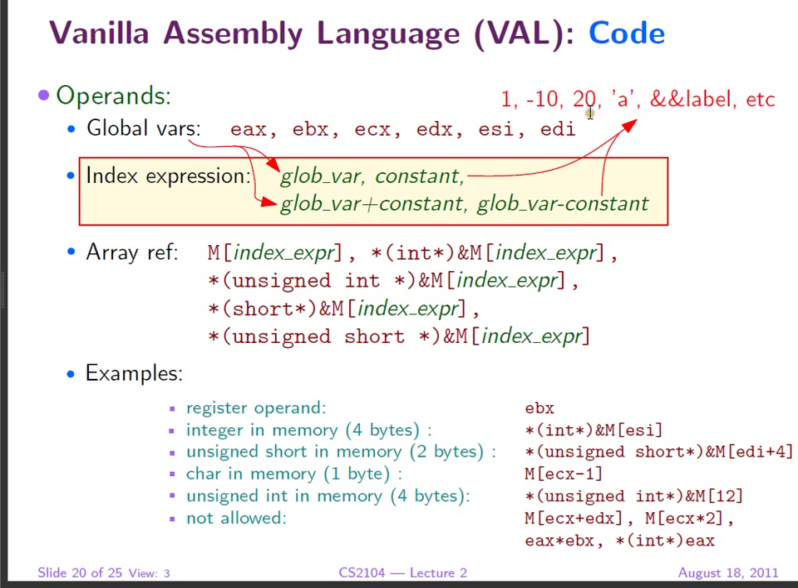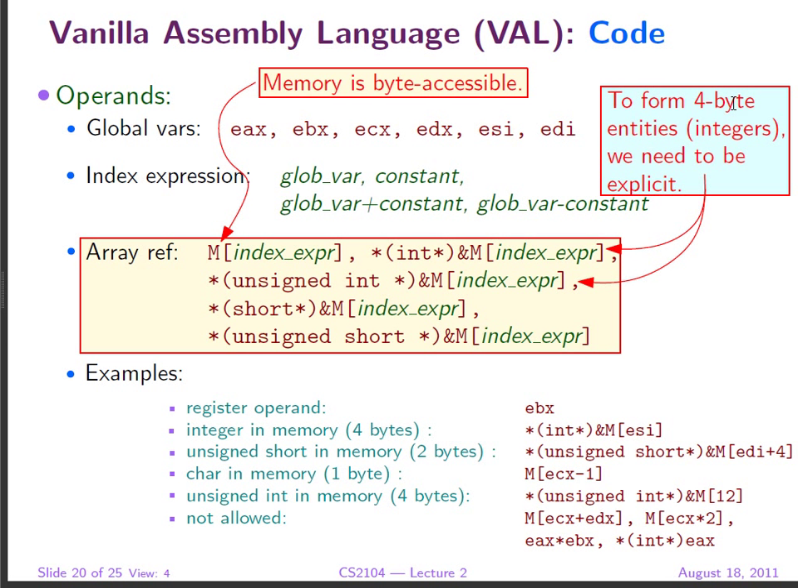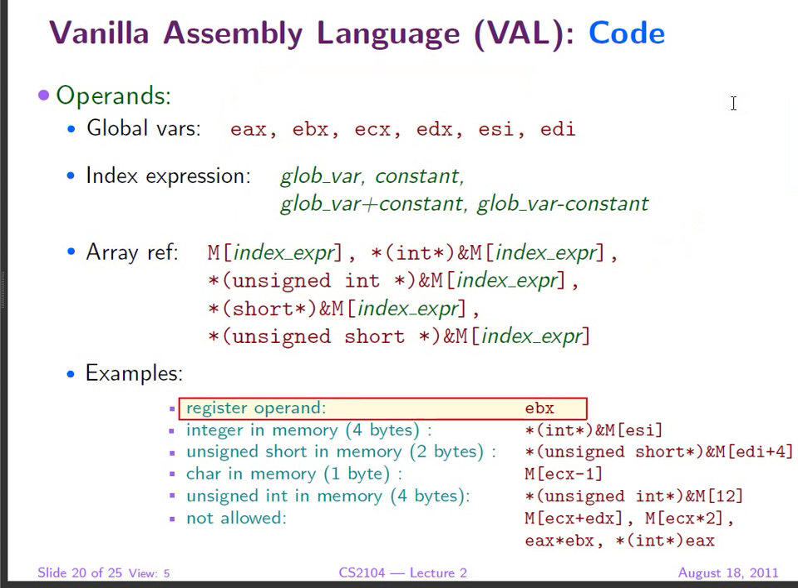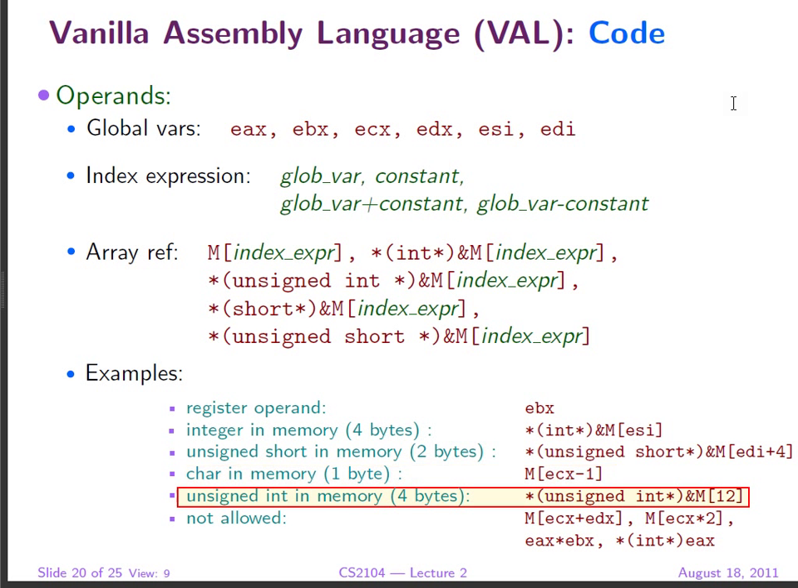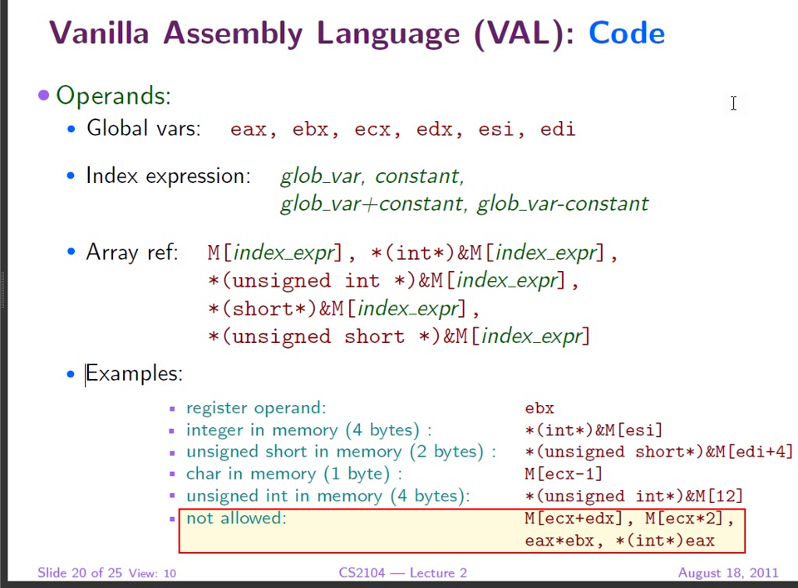Remember, for instance, that A within quotes is a constant, and the address of a label is also a constant. The conversion is necessary because the array is byte accessible, so whenever we need 4 bytes, we need to convert. So these are a few examples. We have a register operand. We have an integer in memory, 4 bytes of memory, starting at the address indexed by register ESI. An unsigned short, so this is 2 bytes. 1 character. Unsigned int in memory, 4 bytes. And these are not allowed. These are not legal.